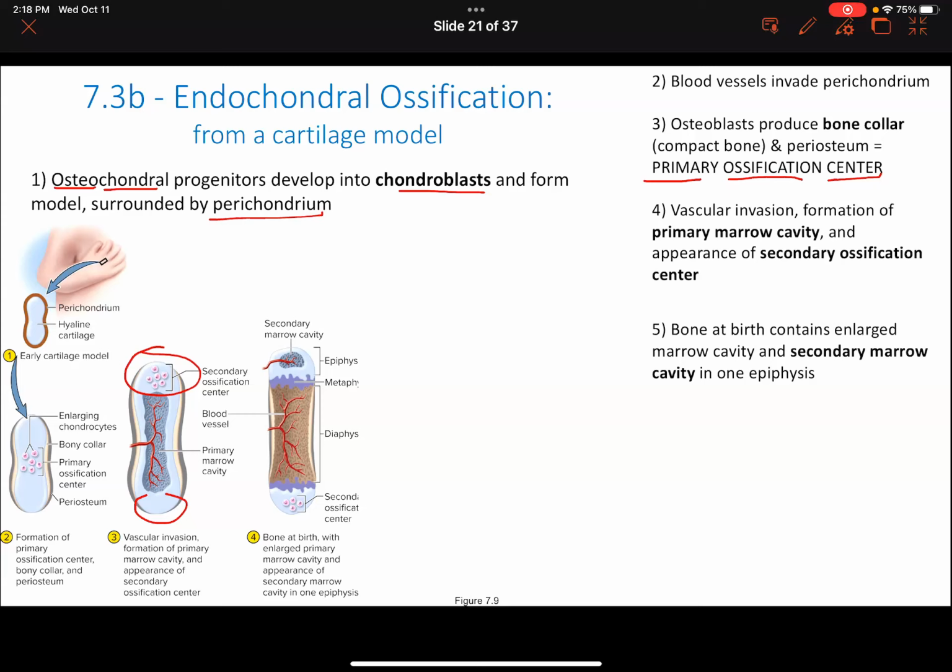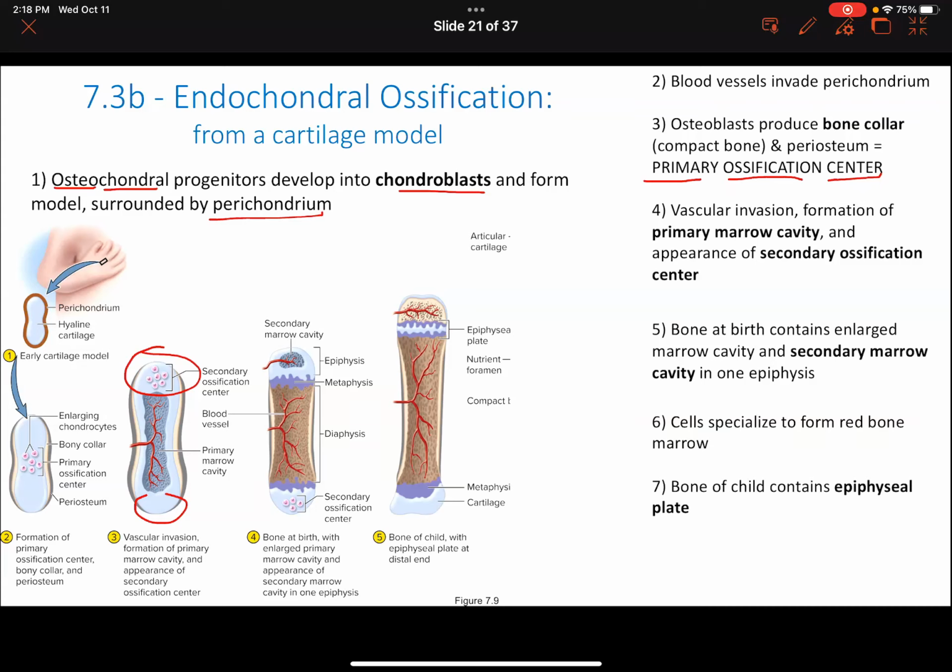You've got lots of vasculature coming in, which, if you think about it, in a growing child, is absolutely necessary. You've got a lot of bone to make, which means you need a lot of nutrients. The cells in here will start to specialize and differentiate to form red bone marrow so that they can make blood cells.